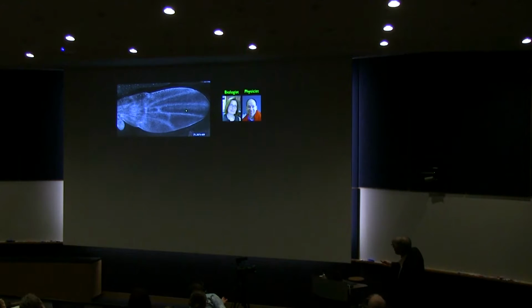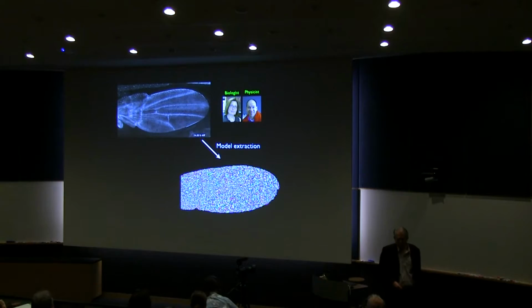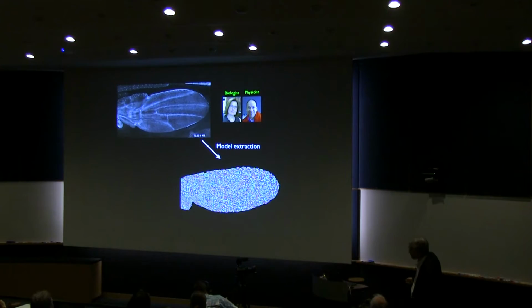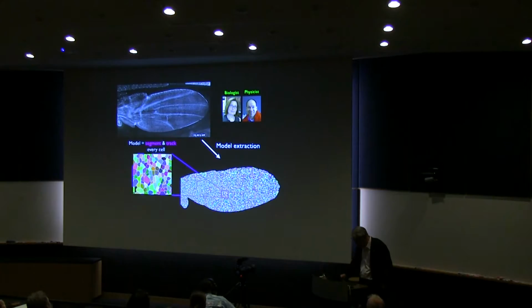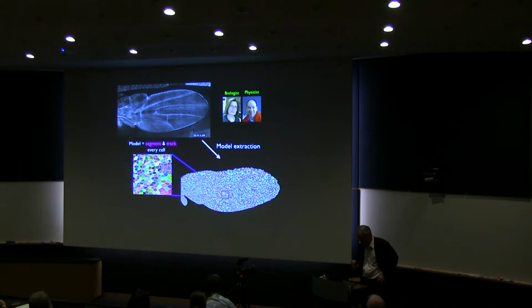It's a little too far out for you to see it. And here's the amazing thing. What they did is they basically extracted a computer model. So at every time point, they found every single cell and its boundary, and they made a computer model. Okay, so there you're zoomed in on all the cells and their boundaries.